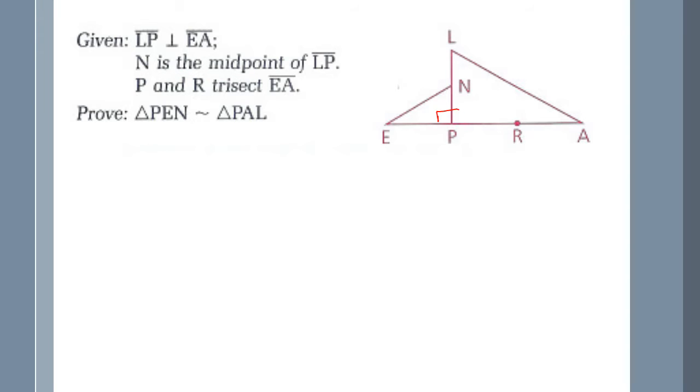So these two angles are congruent, right? Because we would have segment LP perpendicular to segment EA. That would mean that angle LPA and angle NPE are both right angles, and then those two angles are congruent since all right angles are congruent. The next thing I'm going to say is that since N is the midpoint, segment NP is congruent to segment LN.